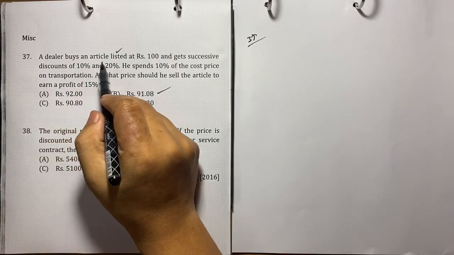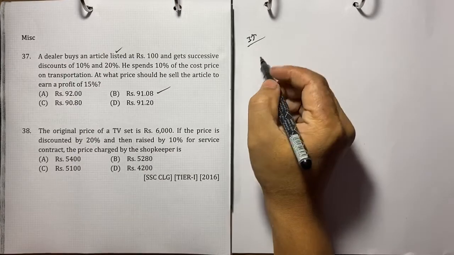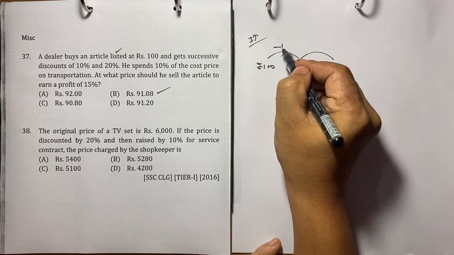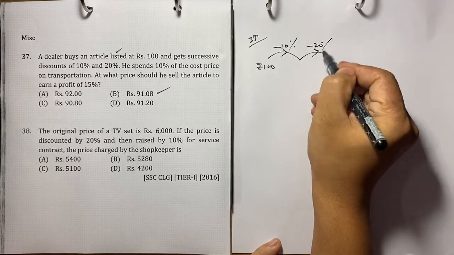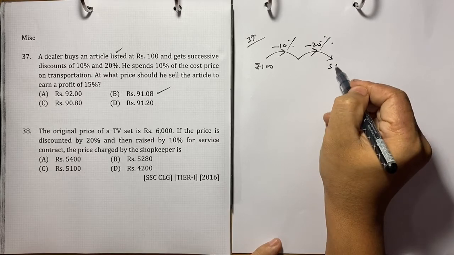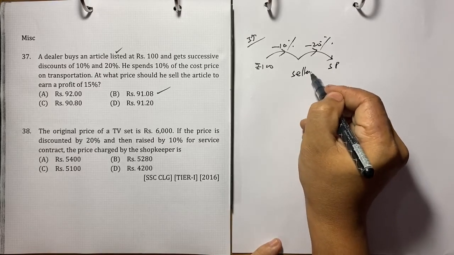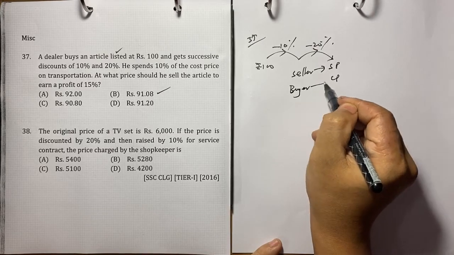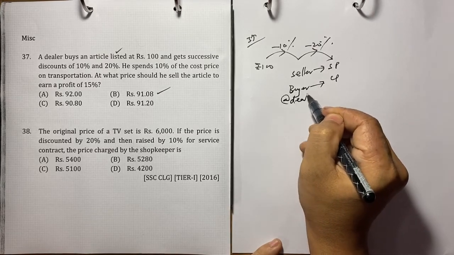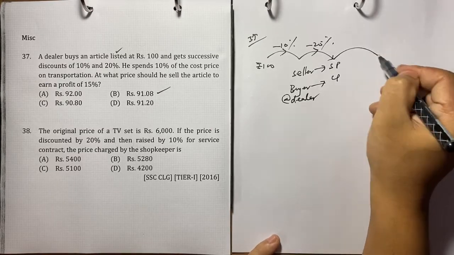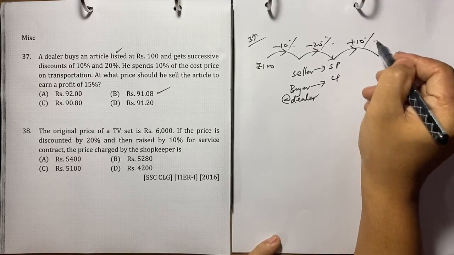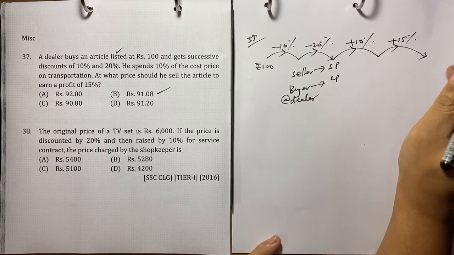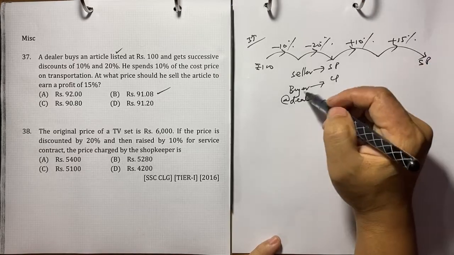Let us look at the same question again. A dealer buys an article, rupees 100, with discounts. The SP is the seller's price, and the buyer's price is the cost price. In this case, the buyer is the dealer. Then the dealer has 10% transportation, and wants a profit of 15%.